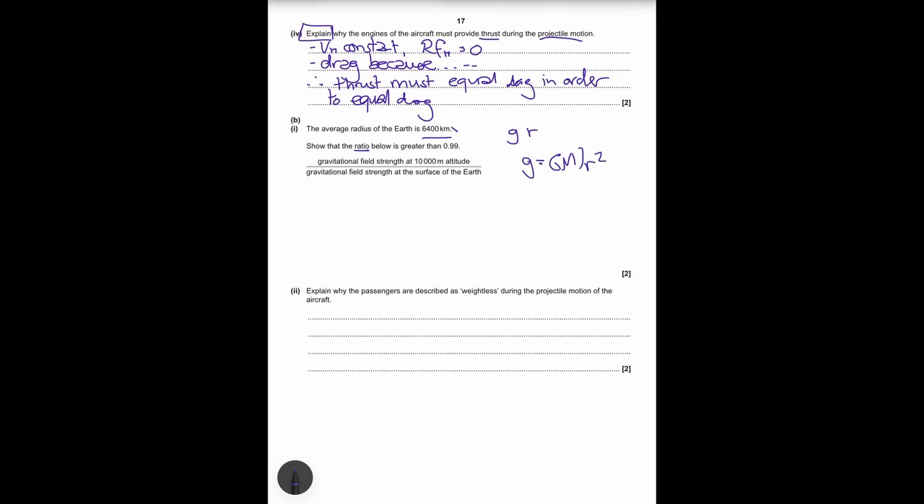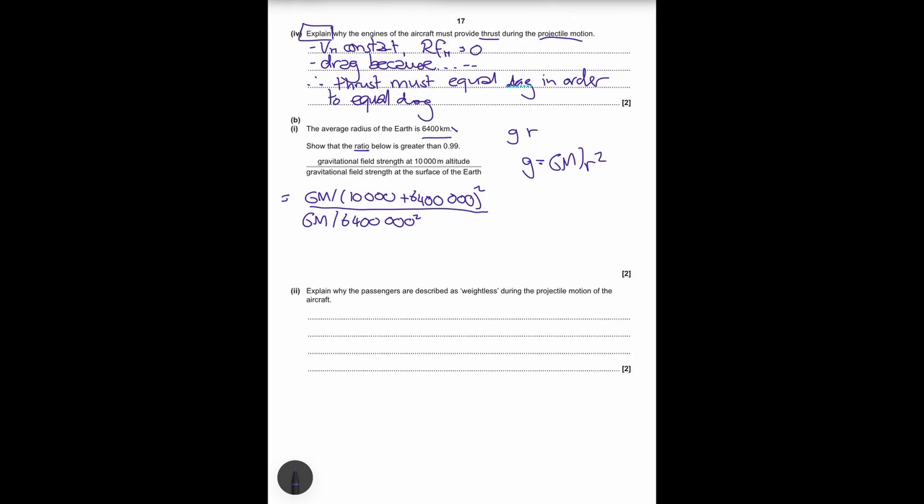Now there's a couple of ways that you can do this. I'm going to go through it the slightly longer way first, and then see how that relates to the other way that we could have done it. Because I know that g equals GM over R squared, I can just do it from the top and the bottom. So for the top one, it's going to be GM divided by, and then I've got to add those things together: 10,000 plus 6,400 times 10 to the 3, and I've got to remember to square that. And then divided by GM divided by 6,400 times 10 to the 3, and I've obviously got to square that as well.